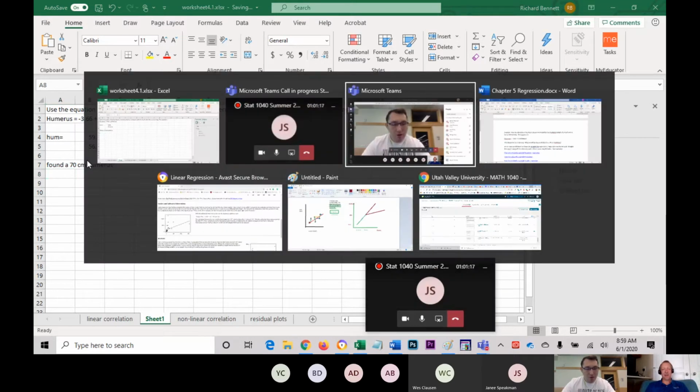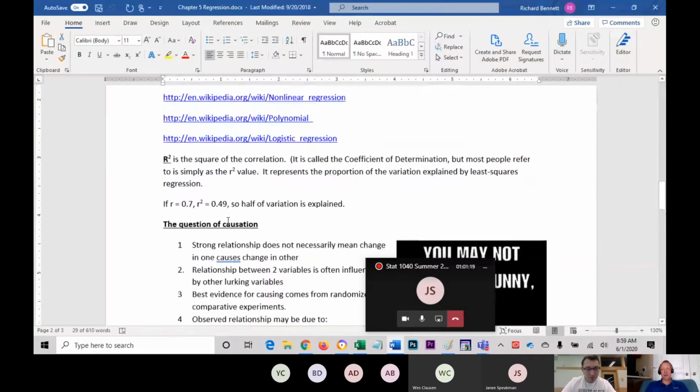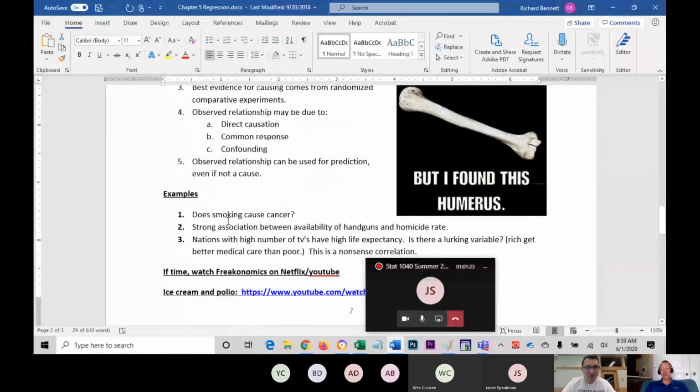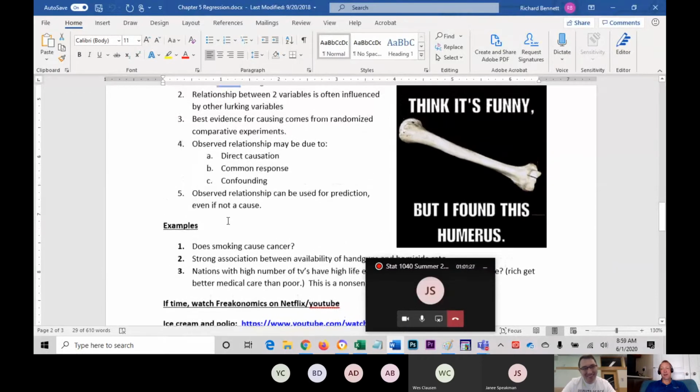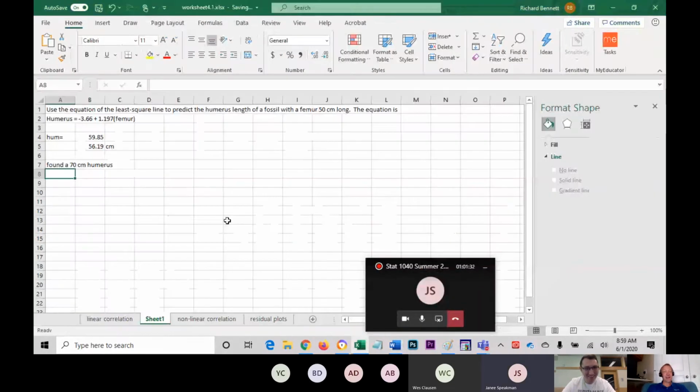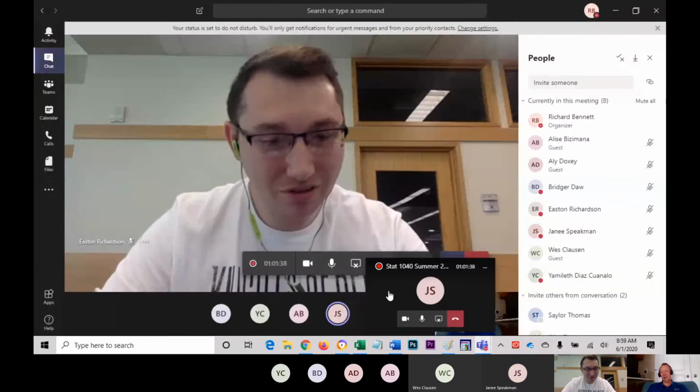I have a corny joke in here. Let me see if I can find it. You may not think it's funny, but I found this humerus. But I'm bump. No, that took me a while, but I got it. All right. So since Janie did that, how about Yami?